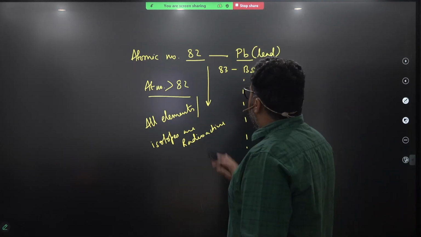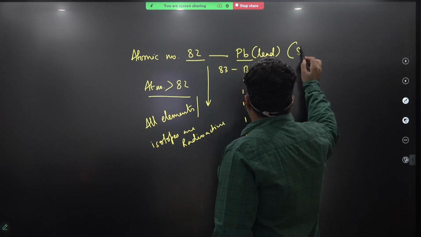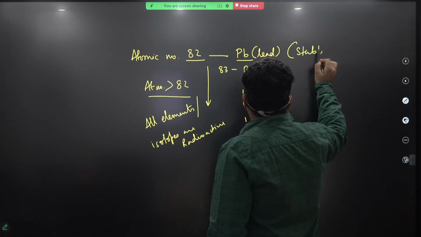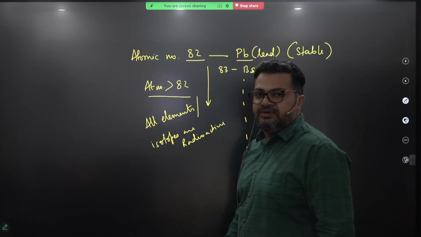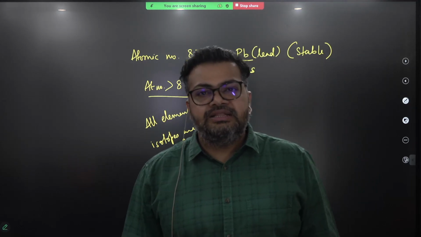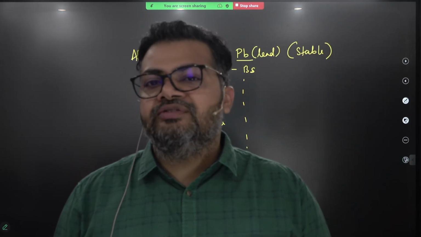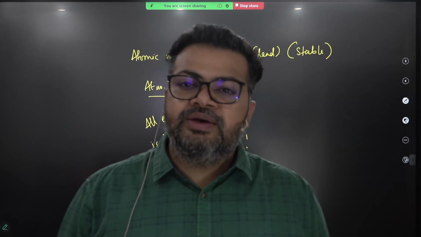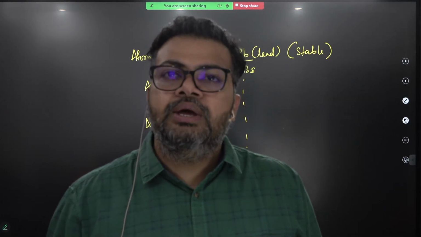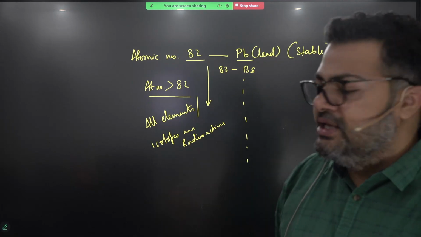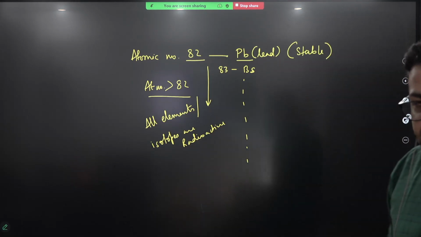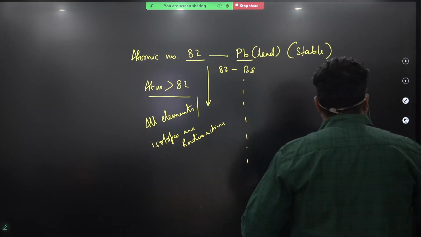Lead is the last stable nucleus that we have in nature, but beyond lead, all of them are radioactive. Of course, some of them have a half-life of just a few minutes, but they are radioactive. In their own state, they will be radioactive. That is element 82. More than element 82, all of them are radioactive.